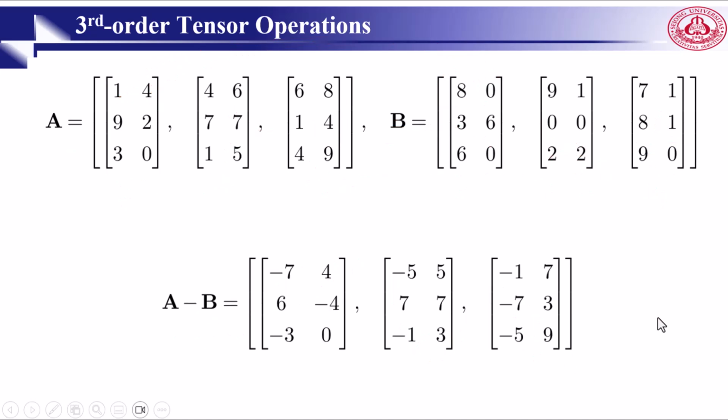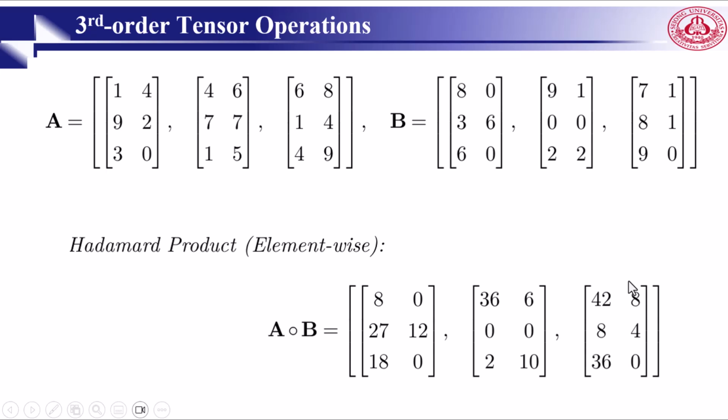Element-wise summation. The same thing for subtraction. 1 minus 8 minus 7, 7 minus 0, 7, 4 minus 1, 3, 1 minus 2 minus 1, 9 minus 0, 9, right? Easily we can do element-wise subtraction.